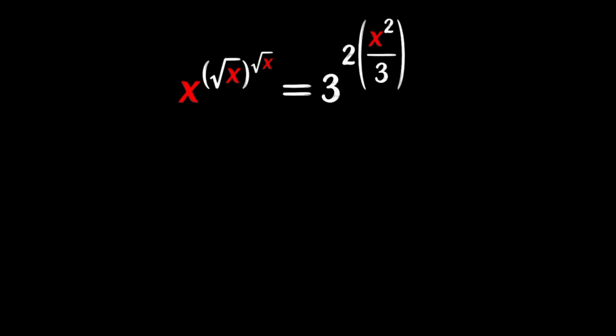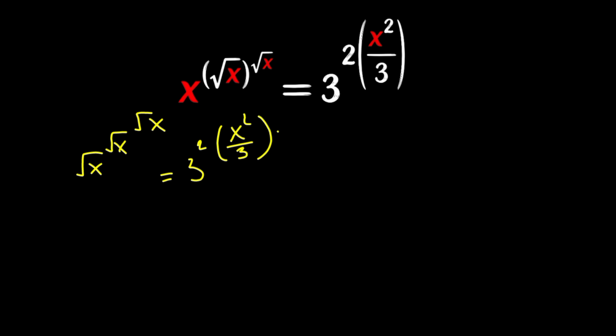Welcome guys. So this equation is way easier than it looks. First of all, let us take the square root of both sides. So here we're going to have square root of x to the power of square root of x to the power of square root of x, and that equals 3 to the power of 2 multiplied by x squared over 3. Now let's write the root as times 1 over 2, and here 2 cancels out 2.